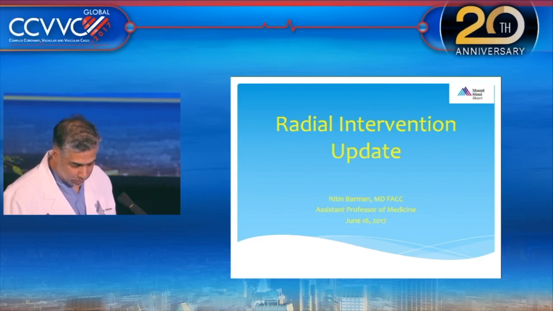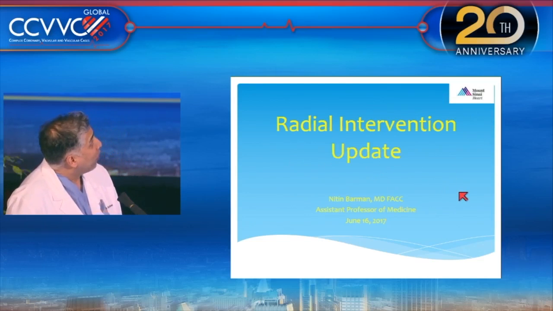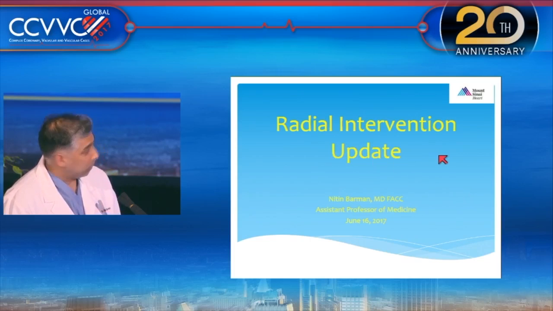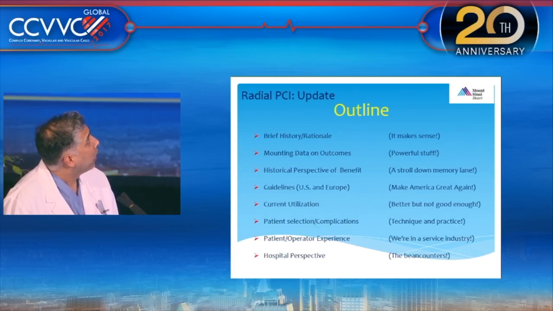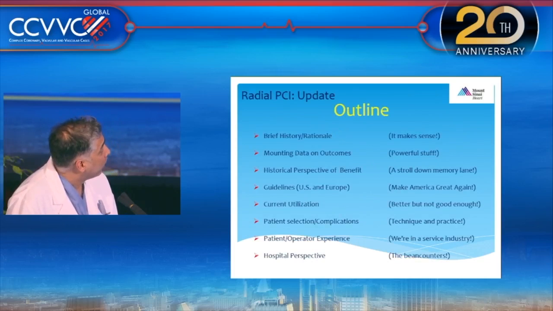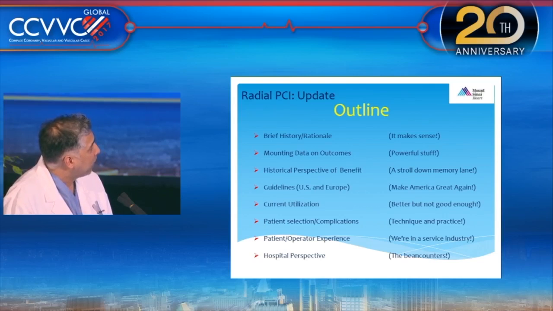I'll try to make this less, I don't want to say boring than normal, but my talk is a radial intervention update. I have no disclosures. It's a brief outline. I want to go over the history, rationale, mounting outcomes data. Historical perspective, the guidelines, both in US and Europe, we're lagging a little bit there. Current utilization, patient selection, complications, patient operator experience, and a hospital perspective.